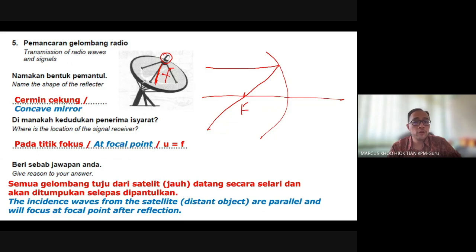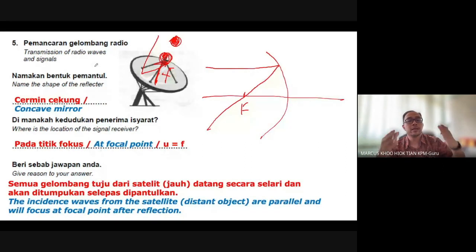Okay, if you put your receiver up here, for example, too far away, no matter what happens, the wave will come and reflect back here, and you will totally miss the receiver. So you have to put the receiver at the focal point so that all the signal is focused onto the receiver. Once it is focused on the receiver, then you get stronger signal, and that's where you can watch your Astro and such.